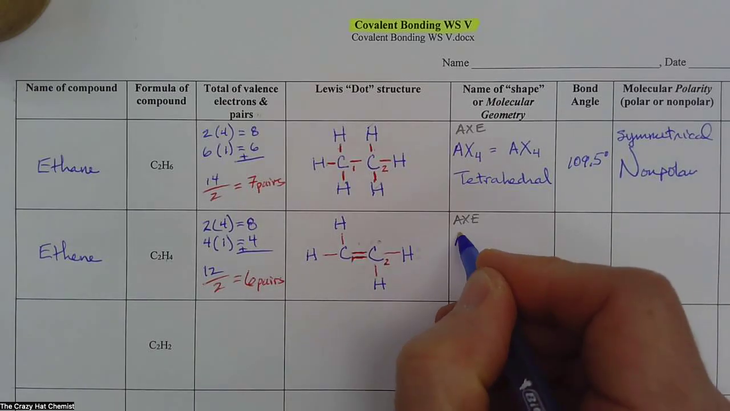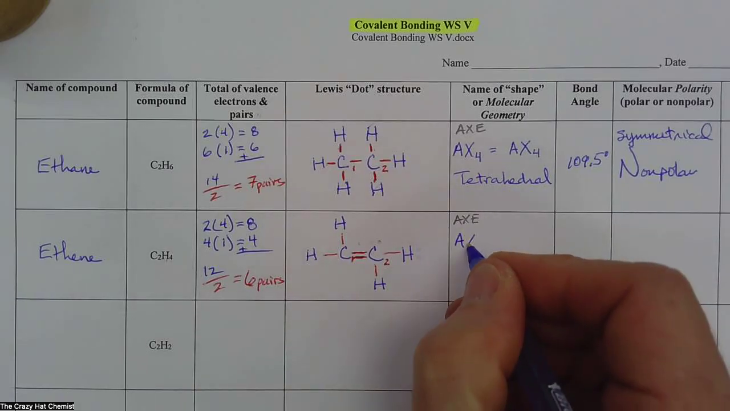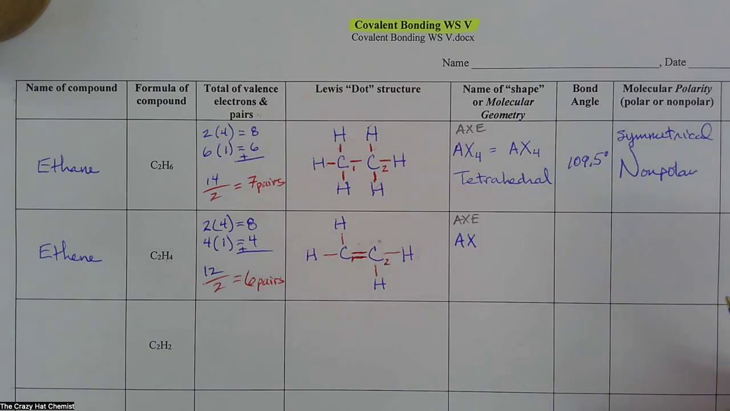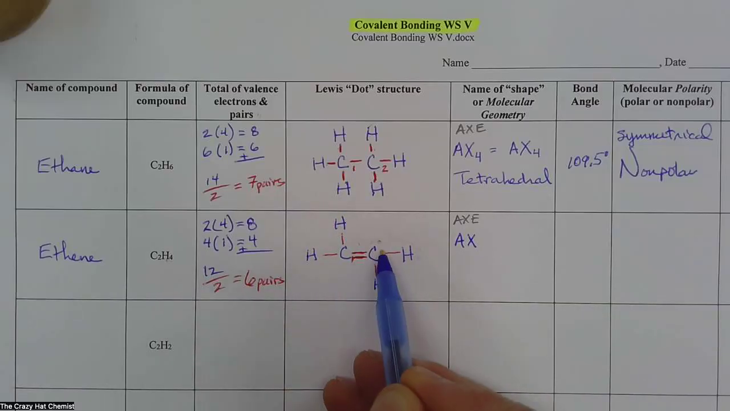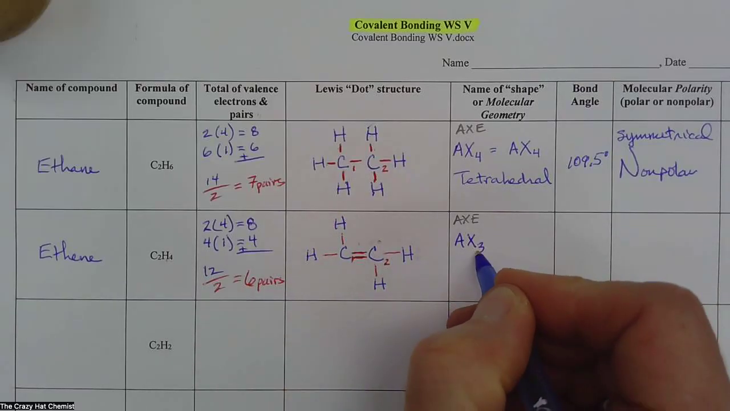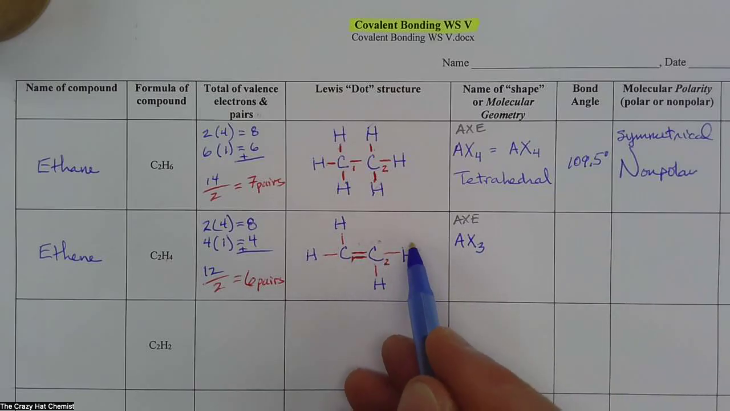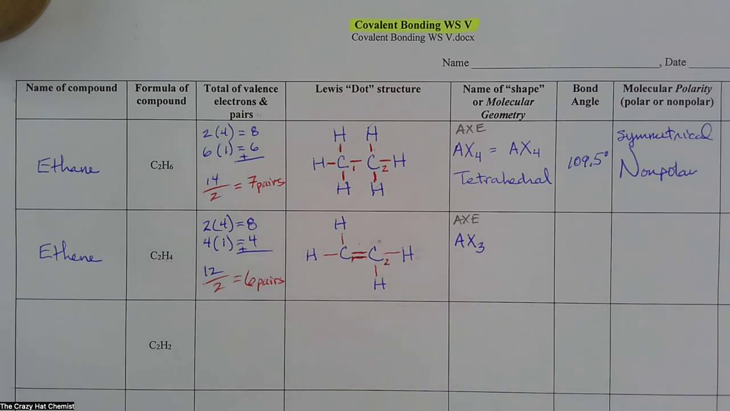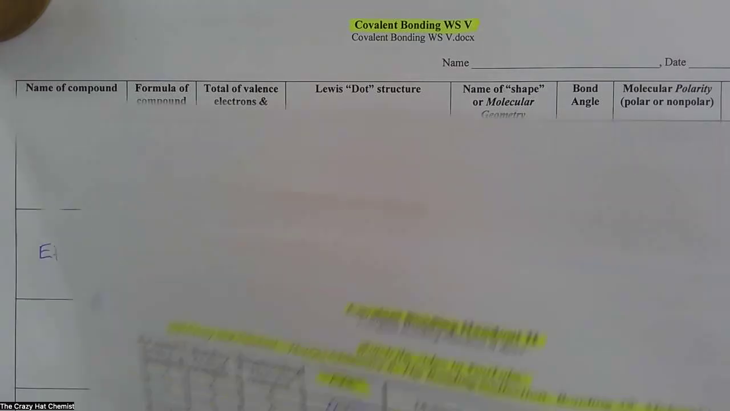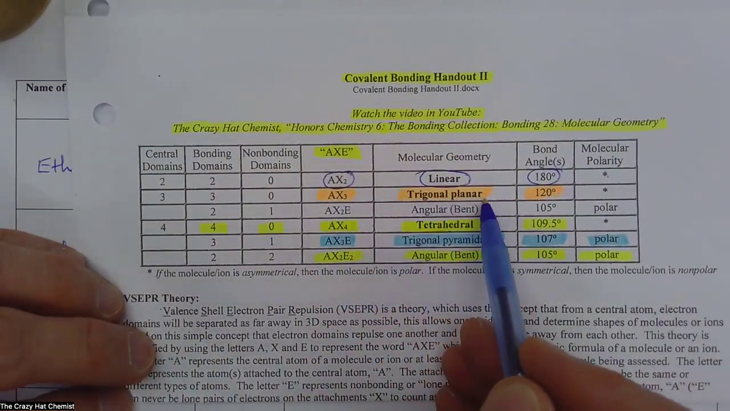The A is the central carbon, and that's either carbon 1 or carbon 2. The X are the elements that are physically attached to them with bonds. For carbon 1, that's 1, 2, and 3. And let's try carbon 2. Carbon 2 has an A, and then 1, 2, and then 3. So both of them give AX3. AX3 leads to what? AX3 is trigonal planar.